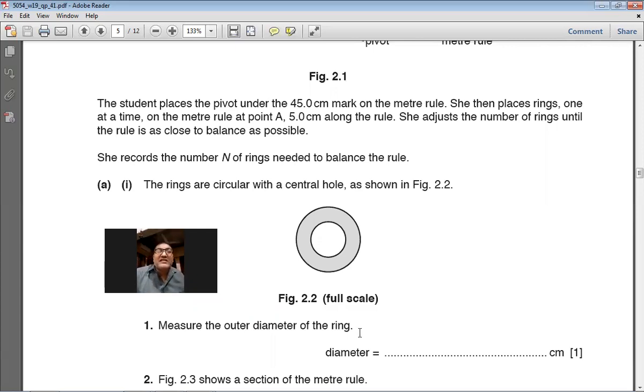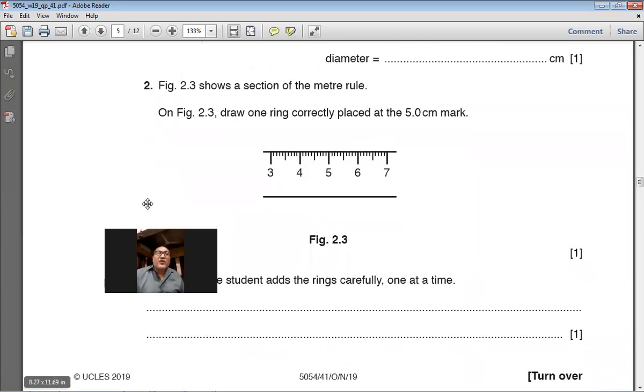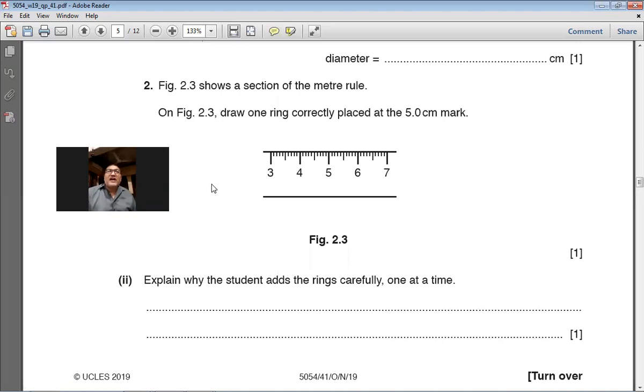It says measure the outer diameter of the ring. When it uses the word measure, it means you have to use a meter rule and measure from this point to this point, where you find the maximum distance between these 2 points on the circumference of the big circle. That will be the outer diameter. When I did this it was approximately 2.2 centimeter. Figure 2.3 shows a section of the meter rule.